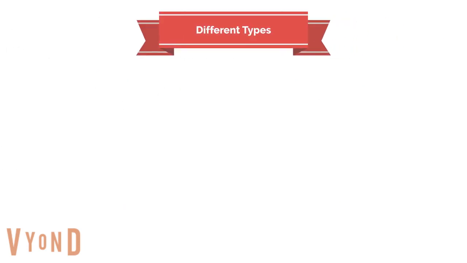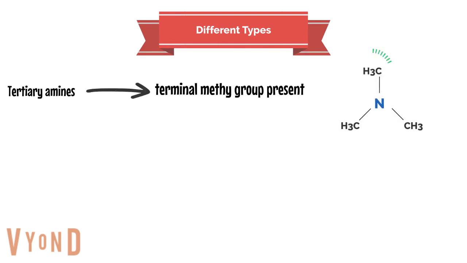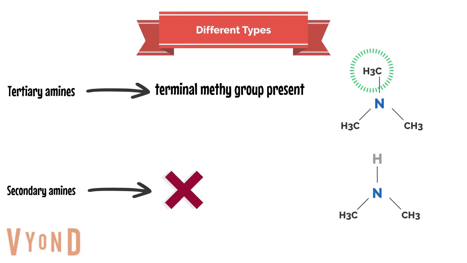There are 2 different types of TCA. Tertiary amines that have a terminal methyl group in the side chain, and secondary amines which do not have a terminal methyl group.